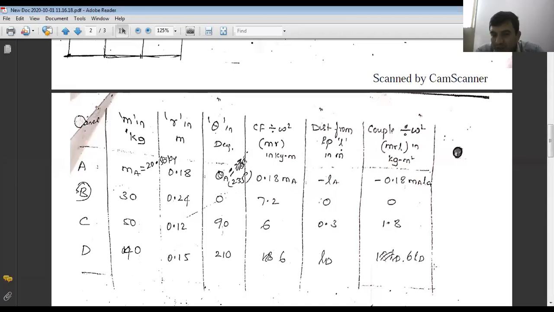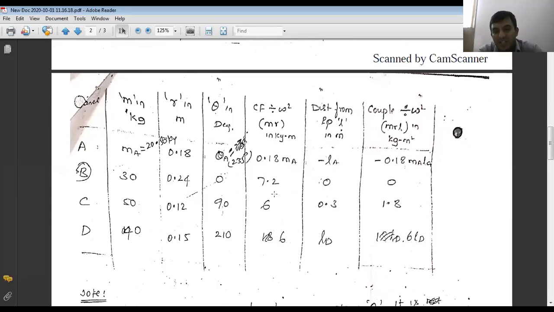Why do you go for drawing the force polygon? Only one unknown is there in that. That's why you first draw the force polygon. In the couple polygon, two or three unknowns are there: MA is unknown, LA is also unknown, LD is also unknown. More than two unknowns are there here. That's why we will not draw the couple polygon first. First we go for the force polygon. In the force polygon, only one unknown is there, that is MA. Those who constructed the table, then go for plotting the force polygon.